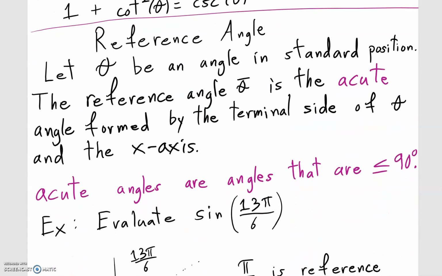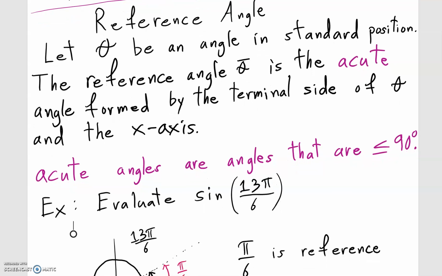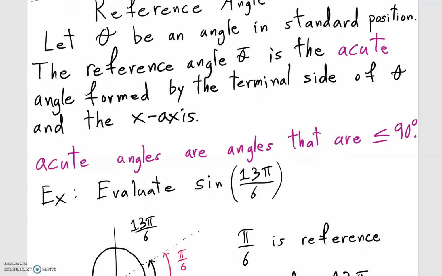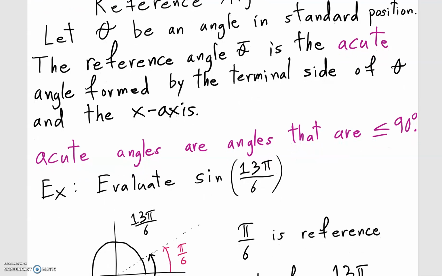You are also introduced here to the definition of a reference angle. So let's suppose theta is an angle in standard position. The reference angle theta bar is the acute angle formed by the terminal side of theta and the x-axis. So just in case you've forgotten some of your geometry, acute angles are angles that are less than or equal to 90 degrees.